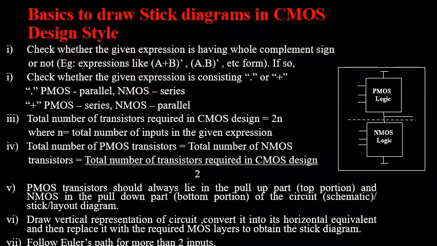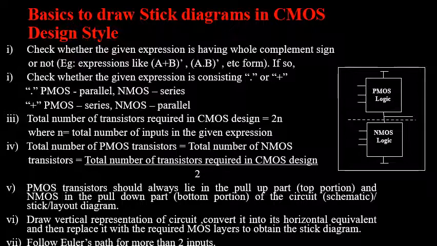For example, if you find the expression is having a dot sign, make sure that however many transistors there are, in terms of the inputs given, those many transistors need to be connected in parallel. Dot means PMOS in parallel, NMOS in series. Plus means the exact reverse of this. PMOS should be in series, NMOS should be in parallel. Hope you remember this concept, which we have already seen in your first module.